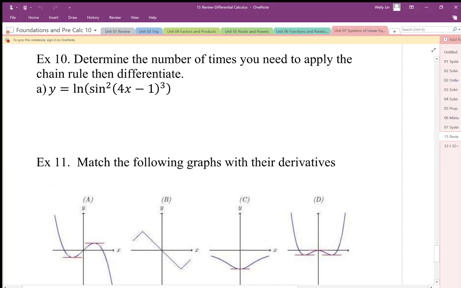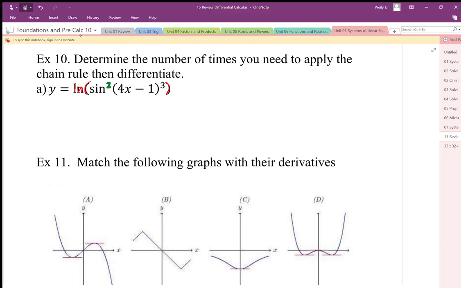How many times we need to apply the chain rule. So we need to look at the level of embedded functions here. We'll start from the outside. There's a log function on the outside. So that's one layer. Inside that log function, there is a squared function. Okay, and it's not the sine function, but it's a squared function. It's the next layer function. So inside the squared is our sine function.